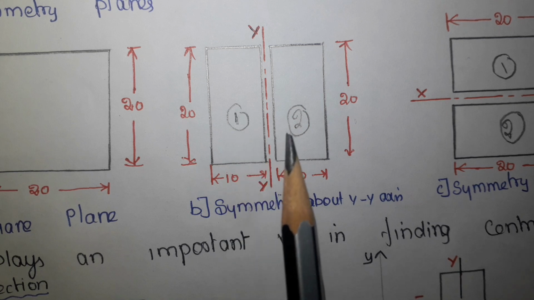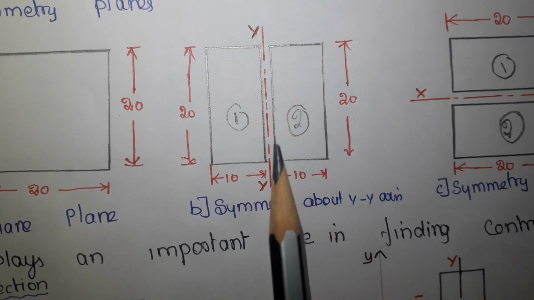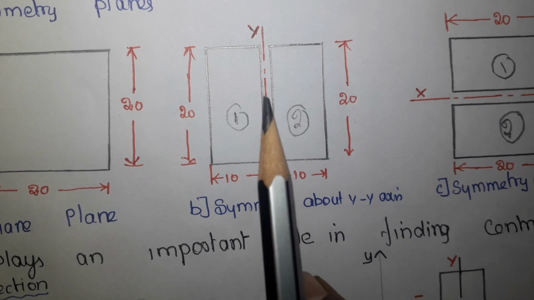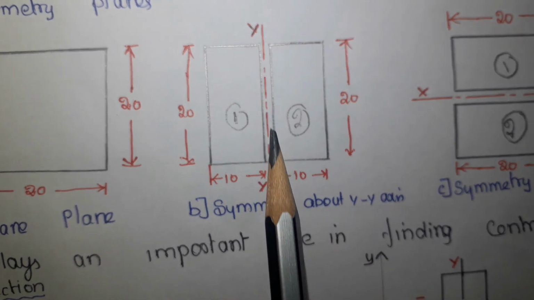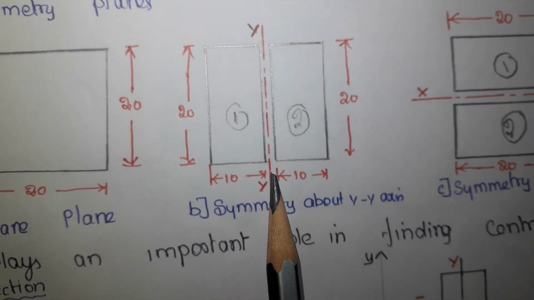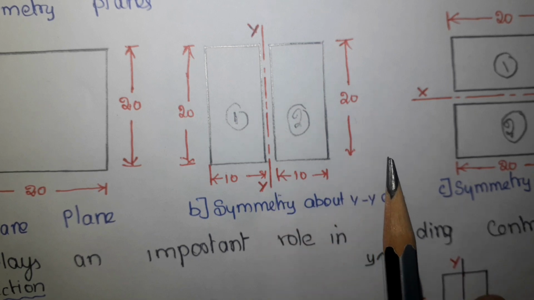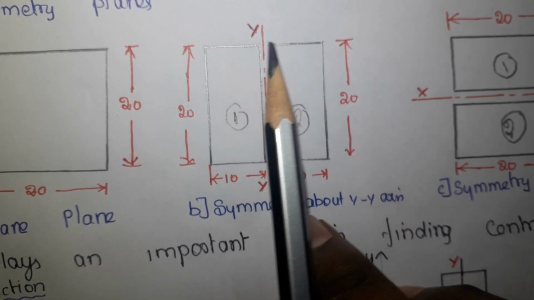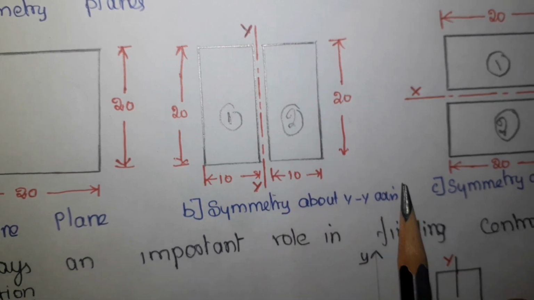If this is the case, then it is easy for me to locate the centroid, because the centroid will lie only on this axis. So for an axisymmetric object, you can easily find the centroid. That is the major benefit of an axisymmetric plane. So this square plane is called symmetrical with respect to the y axis.